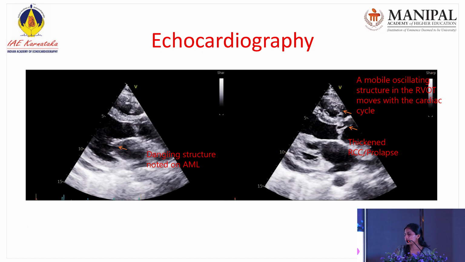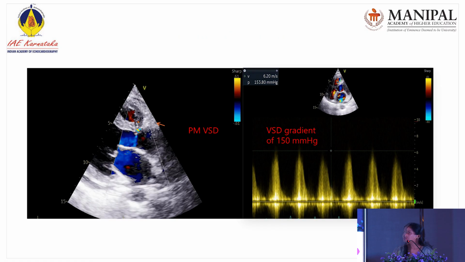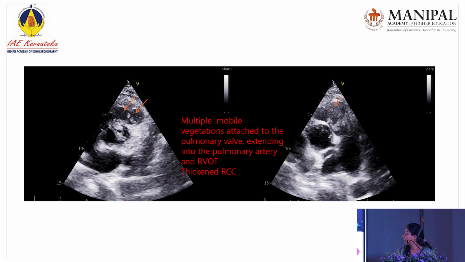Echocardiography. So this is the parasternal long axis view. Here we can see a dangling structure noted on the anterior mitral leaflet, and also the thickened aortic valve with the RCC prolapse, and a mobile oscillating structure in the RVOT which moves with the cardiac cycle. This is again the parasternal long axis view with color Doppler across the interventricular septum, indicating a perimembranous VSD with a gradient of 150 mmHg.